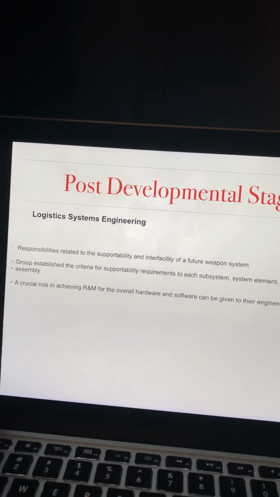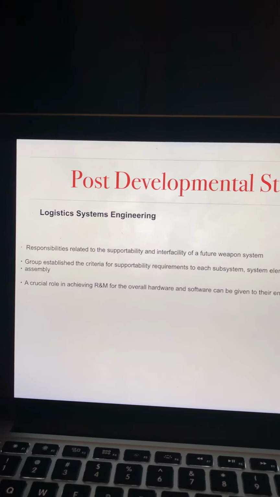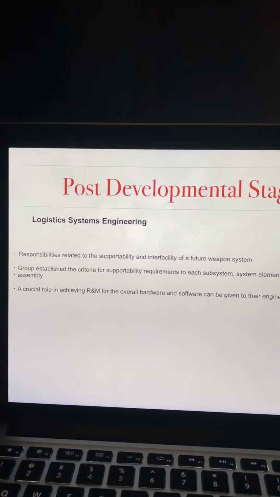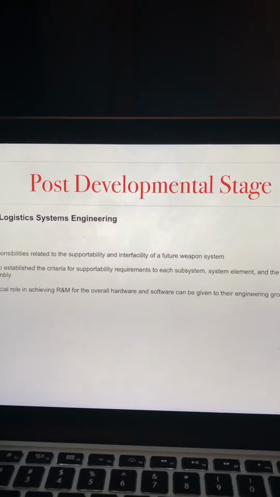It must also be noted that the logistics systems engineering team developed the specification for all the automated test and training equipment, and directed the development of new processes to make sure the stealth quality is maintained in the field. So a crucial role in achieving the RNM, which is the reliability and maintainability for the overall hardware and software, can be given to this group and this group only.